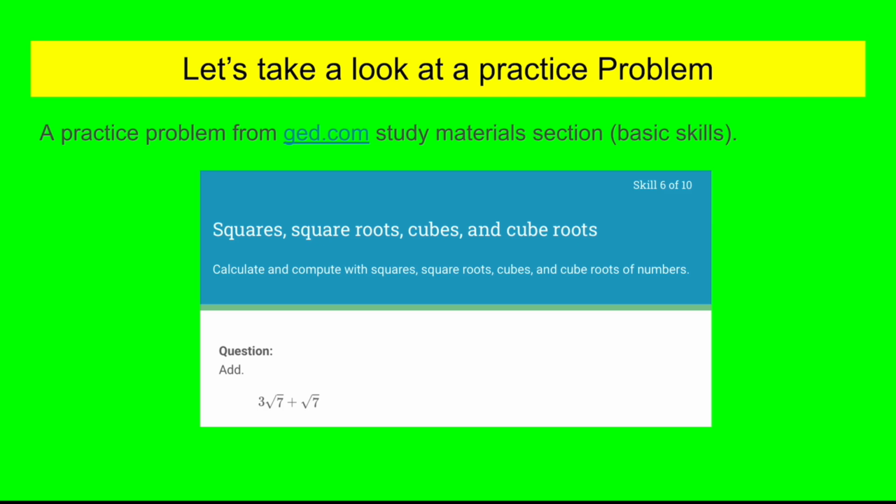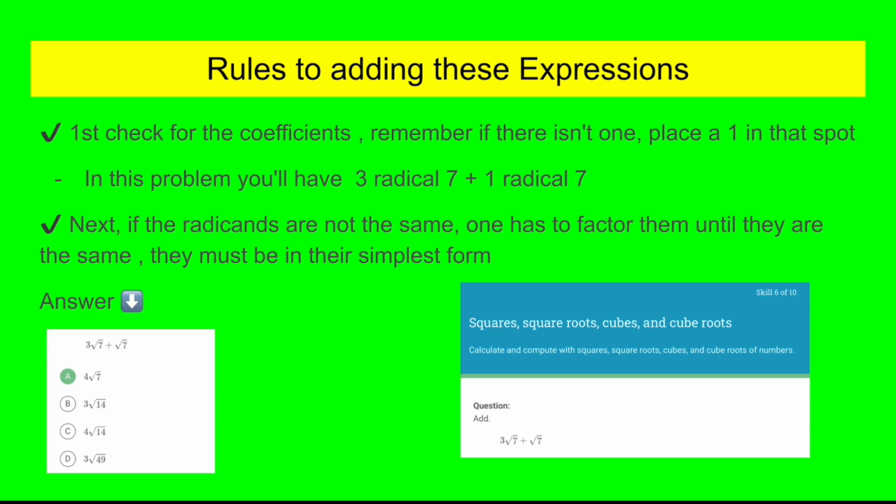In this next image, we'll break down that practice example. In this problem, you have a 3 radical 7 plus a 1 radical 7. Since the radicand, which is 7, is already the same, that remains the same for the answer. Then you take the coefficients. 3 plus 1 gives you 4. Your answer is A, 4 radical 7.